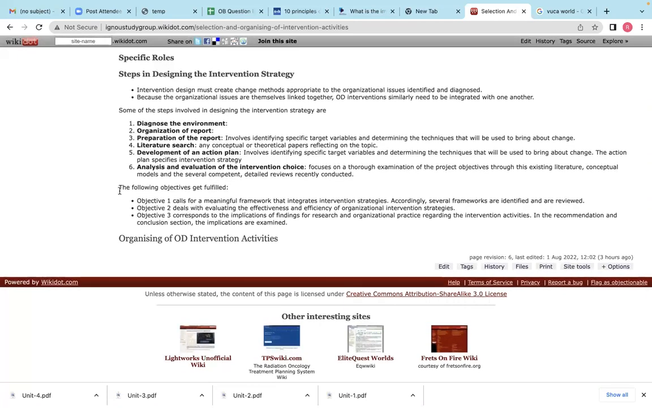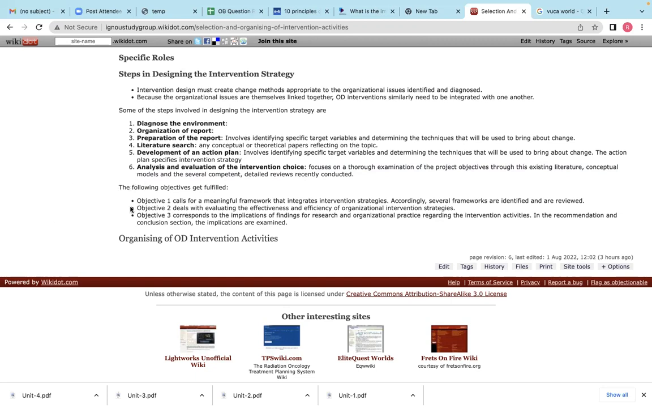So, first thing is diagnosing the environment. That means you are understanding the problem space. Two, you are going to put your structure for the entire report. Three, you're going to prepare the report. Four, you're going to search the literature in terms of what are the best techniques that are available, what paper says, what framework says, etc. Five, you're going to develop the action plan. Six, you're going to analyze all the choices that you have on the table, right? So these are the broad six steps.